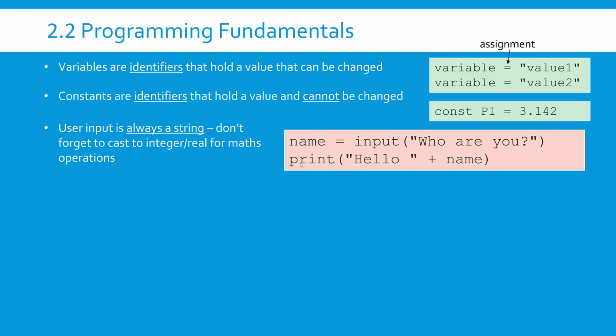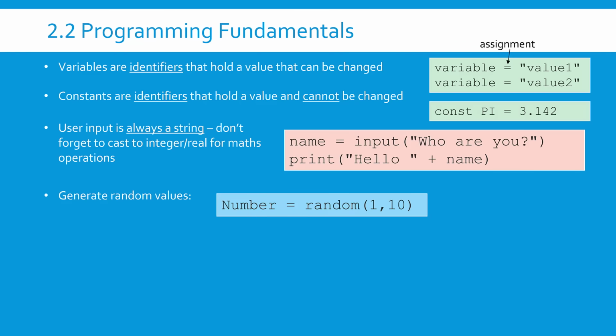So to print, printing is outputting on the screen. Here I've concatenated the string hello with the contents of the name variable. If you wanted to have some randomness in your code, you might use the random function, which is in the OCR exam reference language. You might assign it to a variable, and here it would generate a random number between 1 and 10, including 1 and 10 potentially.